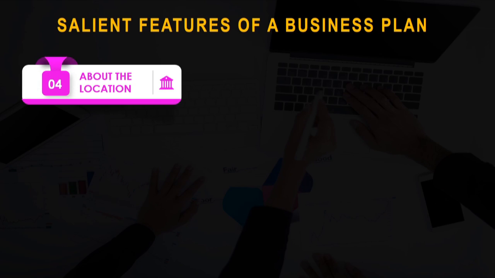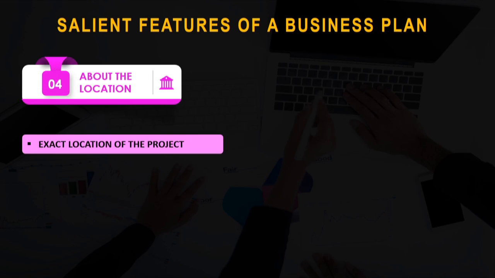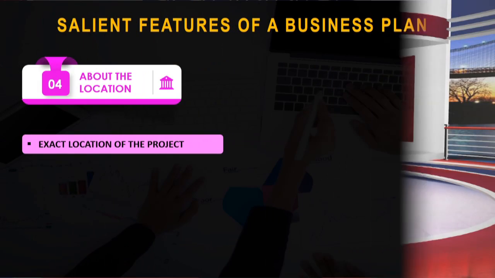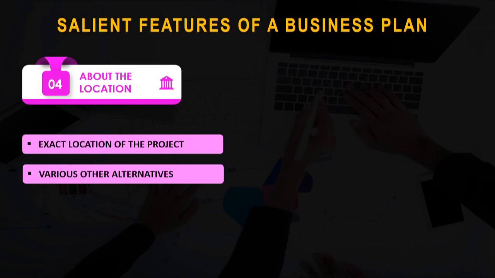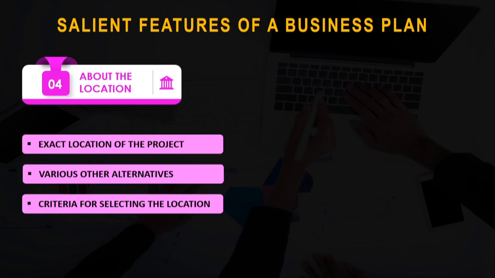Next point is about the location, and here we give the exact location of the project. Location means, for example, I want to set up a business in Himachal Pradesh. So, maybe Parwanoo, which is an industrial city, or Baddi. These are all basically the locations, maybe the industrial area is the location. So, the exact location of the project, then various other alternatives. In case you are not able to get a space over there, then which are the alternatives available with you, and then the criteria for selecting the location.